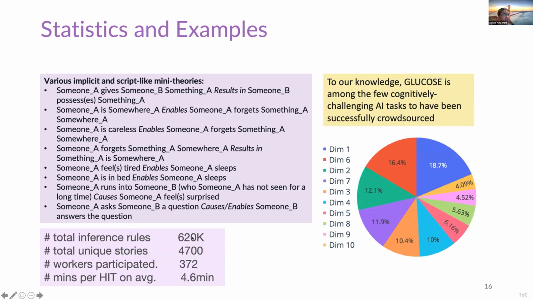And we collected around 620,000 inference rules over 4,700 stories, and 372 participants. And again, they spent less than 5 minutes on average per task, which is not bad given how cognitively challenging the task is. And to our knowledge, this is one of the few really cognitively challenging tasks that has been crowdsourced at this scale.